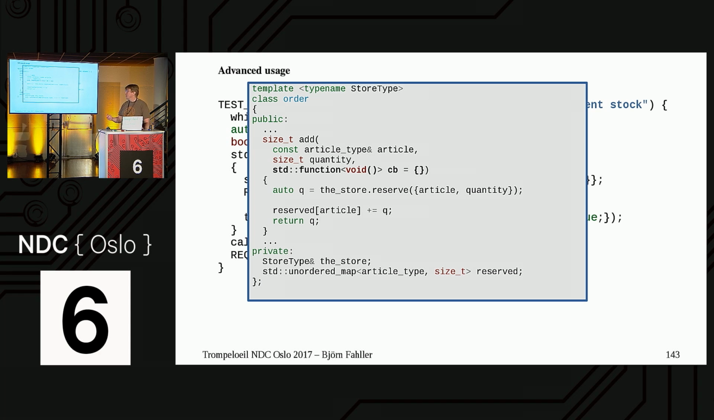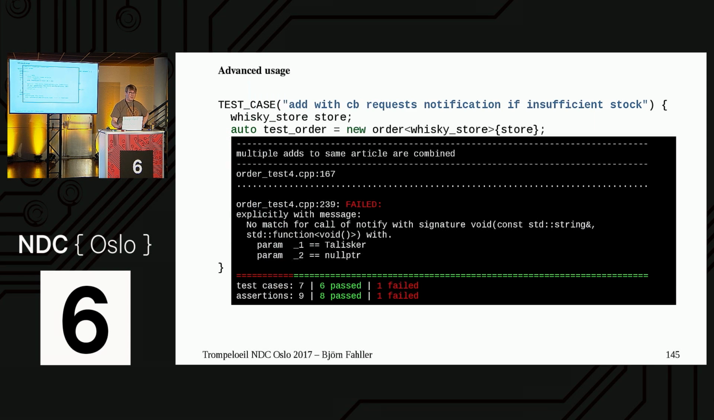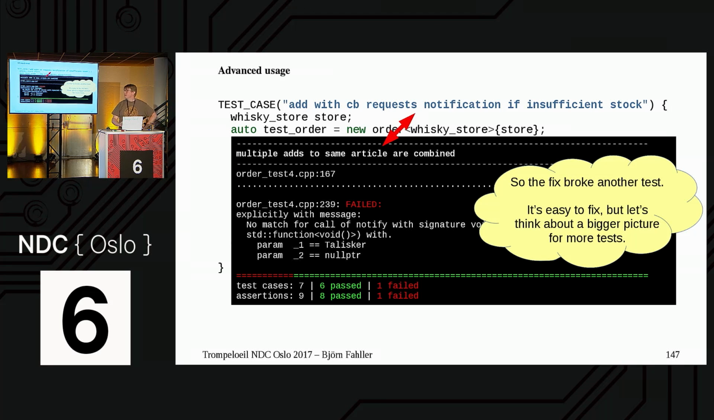I can add some things to the add function. So if the quantity returned was a disappointment, then I call the store.notify with a callback. So, hey, great. Shouldn't that have worked? It should have, shouldn't it? Oh. So the fix worked, but we broke another test. Oh, interesting. Okay. TDD works. We capture mistakes. Good.